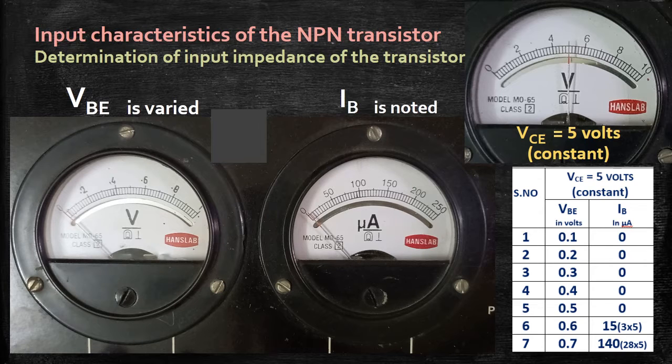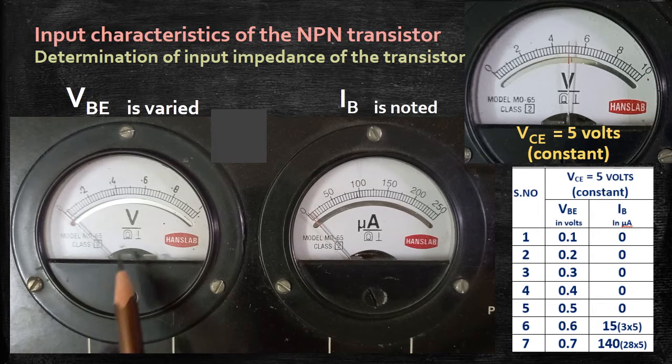What is VCE? VCE is called the voltage across collector and emitter. The voltage across collector and emitter must be kept constant. Its value is set as 5 volt here. Throughout the experiment, the value of VCE should not be altered.